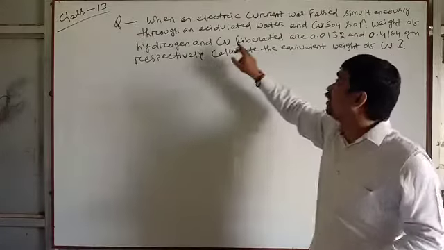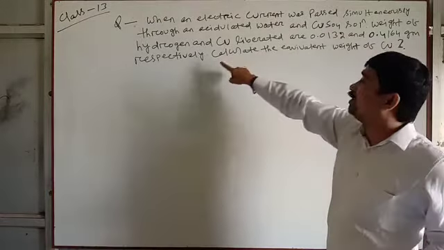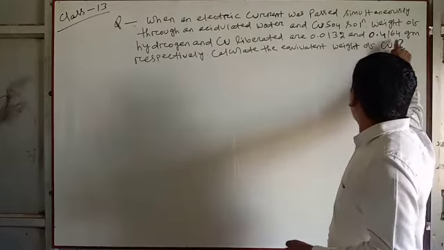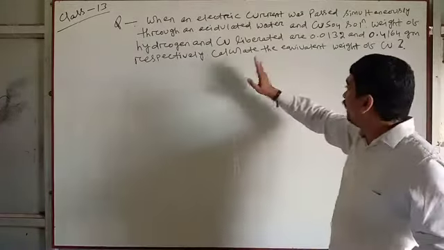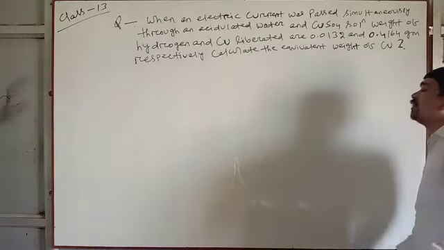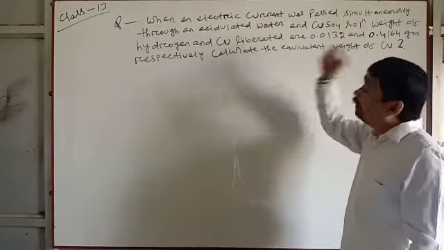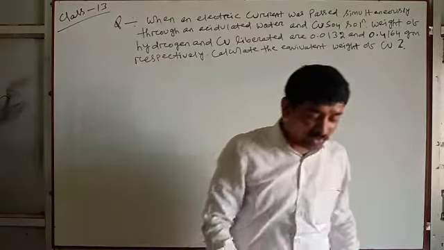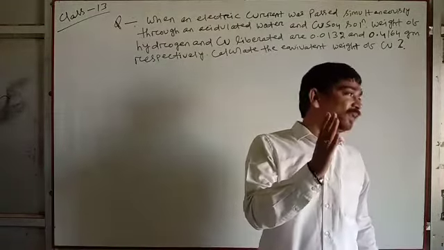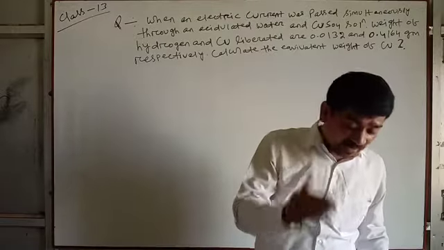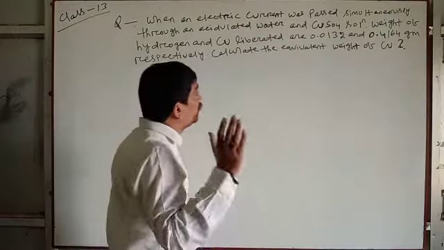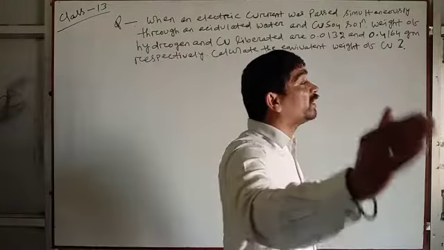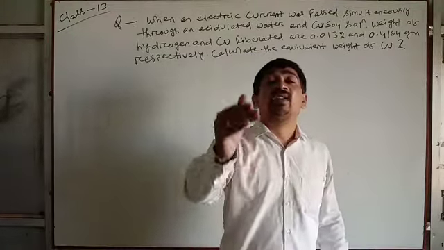Weight of hydrogen and copper liberated are 0.0132 and 0.4164 gram respectively. Calculate the equivalent weight of copper. We have to calculate what? The equivalent weight of copper. We know that according to Faraday's second law of electrolysis, mass of hydrogen liberated divided by mass of copper deposited equals equivalent mass of hydrogen divided by equivalent mass of copper.